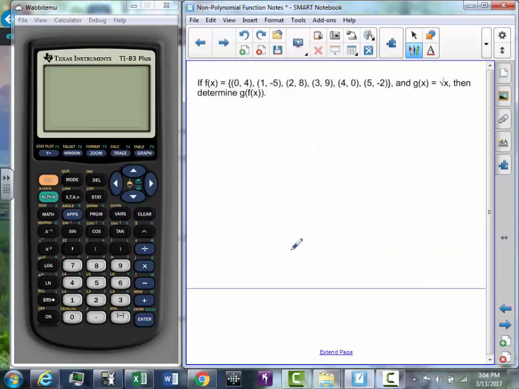Okay, let's try a different type of question. What if I gave you coordinate points? Could you figure out the new function, essentially the same notation here? What I want you to do is square root all of these coordinate points. Let me do the first one for you. 0, 4 would become 0, 2. How did I figure that out?